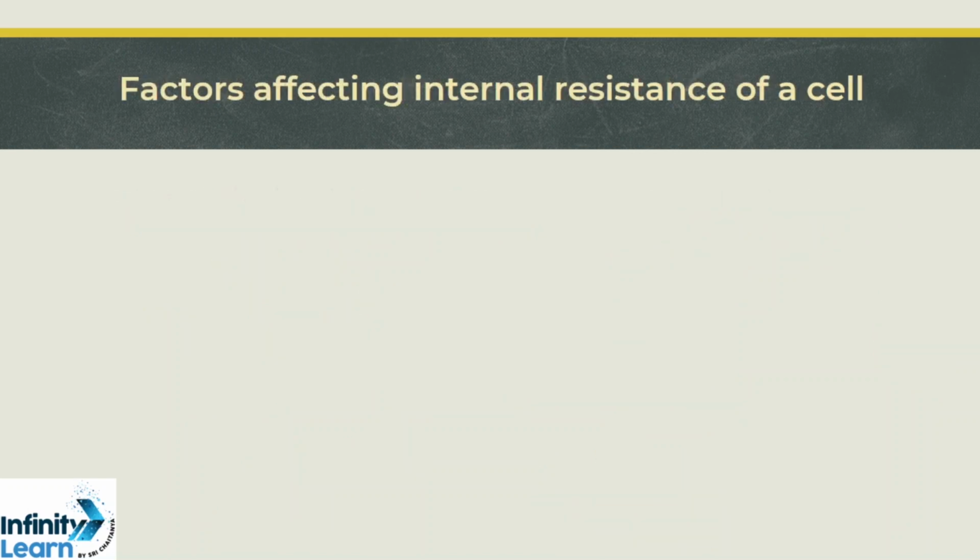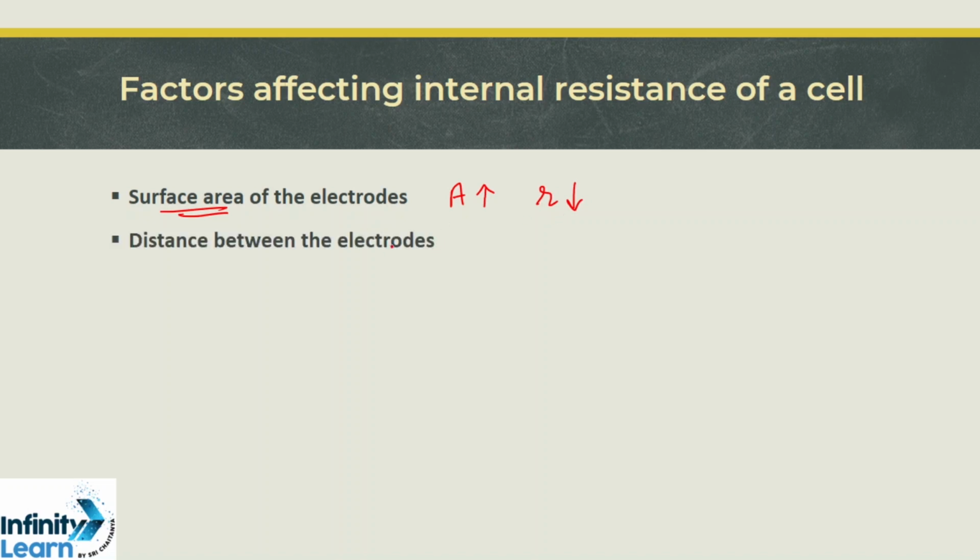Now let us talk about the important factors that affect the internal resistance of the cell. The very first factor is the surface area of the electrodes. If the area is more, the ions can leave and combine with the electrode very easily. Therefore, the internal resistance decreases. Second factor is the distance between the electrodes. If the distance between the electrodes is more, definitely the resistance that the ions will face to travel from one terminal to another will be more, and therefore internal resistance is higher.